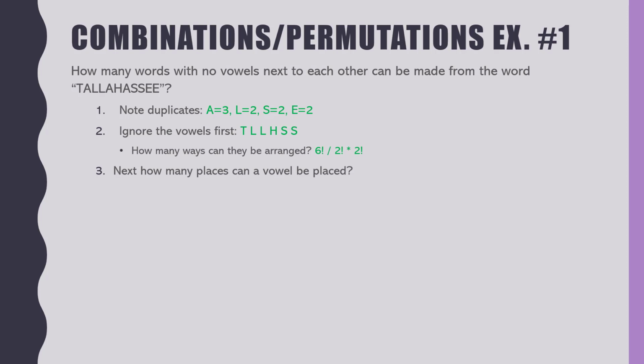So 6 factorial is 720, divided by 2 times 2, basically, which is 4. So there are 180 ways that you can place those without having any duplication. Agreed? Okay. Now, once I have those ways, how many places can I position a vowel? This is like our dog and cat problem the other day, where can I put it so there's no cats next to each other, right? So where can I put the vowels where there's no vowels next to each other?